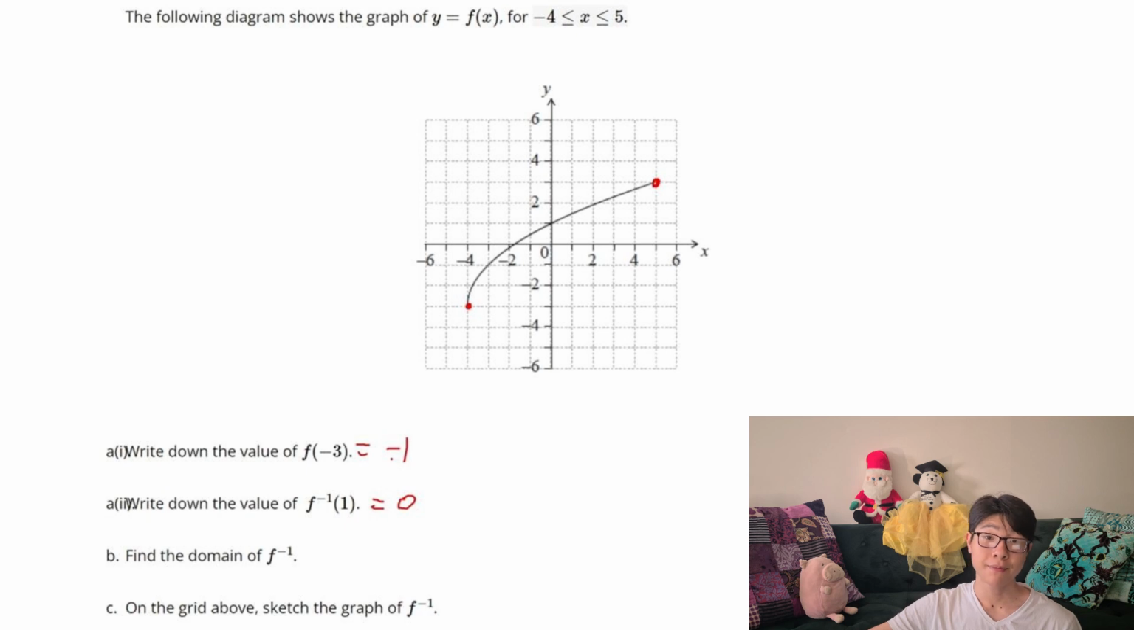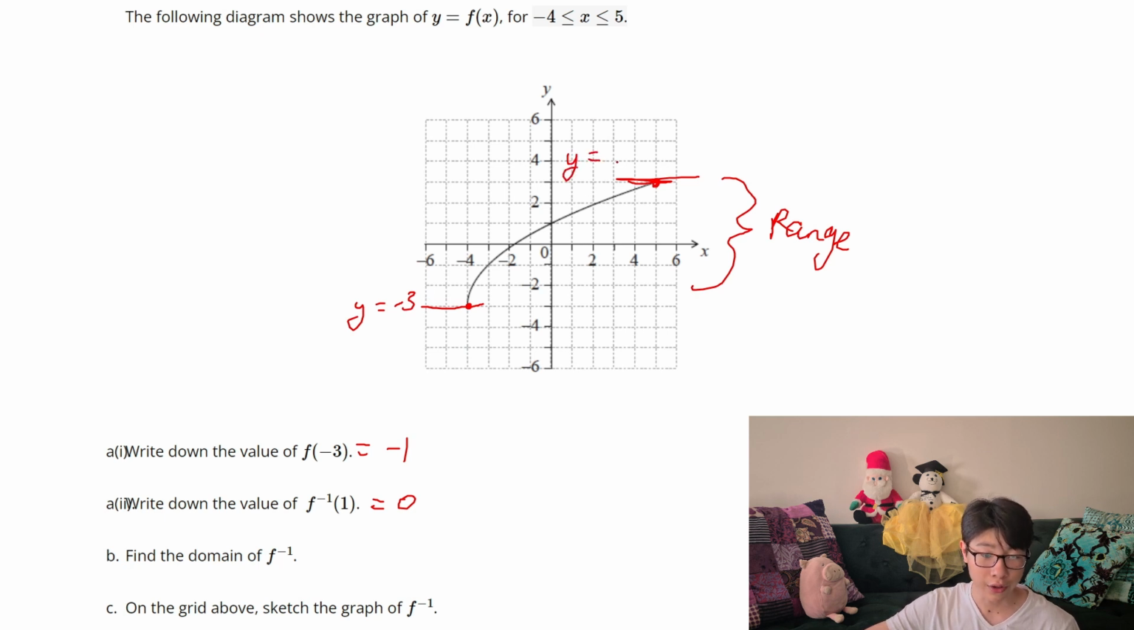Part B, we want to find the domain of the inverse of f. How do we find the domain of an inverse? Well, from our knowledge of inverse functions, it will be equal to the range of our original function. So what is the range of our original function? Range means the possible values of y which exist within a function. And in this case, the lowest y value that we have is y equals -3, and the highest y value is y equals +3. And we can determine that by just looking at the graph right here.